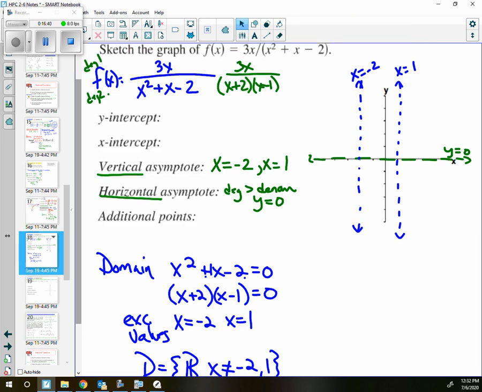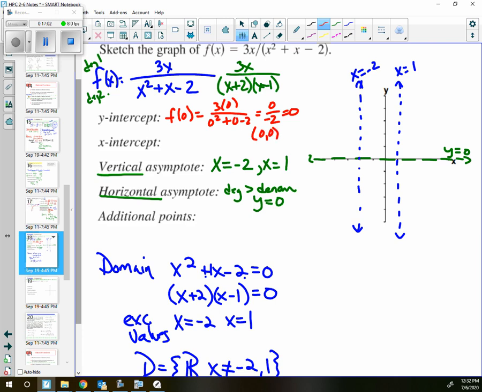Now we're going to talk about x and y intercepts and see if we have any places where this graph is going to be crossing the x or y axis. So let's start with the y-intercept first. That means you're putting in 0 for x. So 3 times 0 over 0 squared plus 0 minus 2. We're going to get 0 over negative 2, which is 0, which means this graph goes through the point 0, 0. Now, this is what freaks people out. 0, 0 is right here.